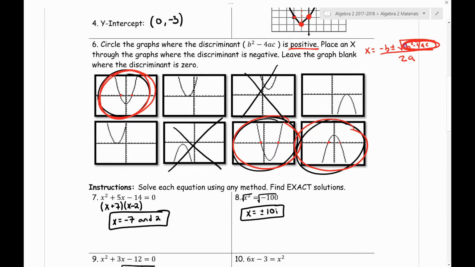Place an x through the graphs where the discriminant is negative. If this discriminant is negative, you have imaginary or complex roots. Complex roots are when the quadratic does not touch the x-axis. So this is where the discriminant is negative, because the quadratic does not touch the x-axis. Leave the graphs blank where the discriminant is 0. This is where you get one double repeated root, which we also call a root of multiplicity 2.